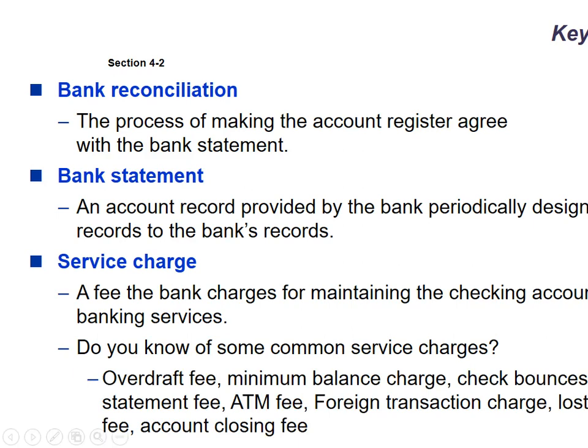Overdraft fees if you take too much out. ATM and foreign transaction fees, so if you go to another country, you're going to get charged an additional fee, things like that.